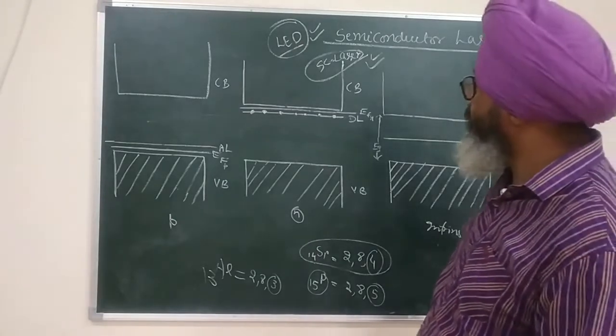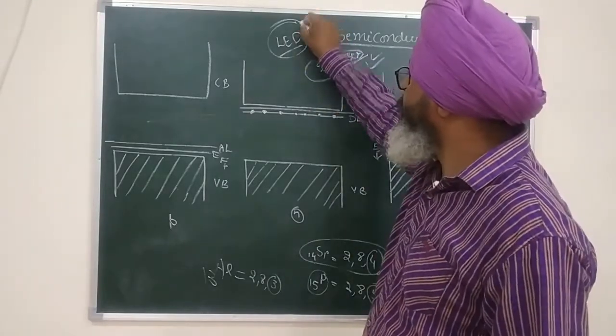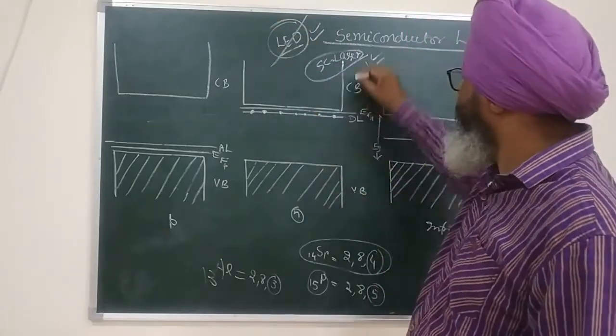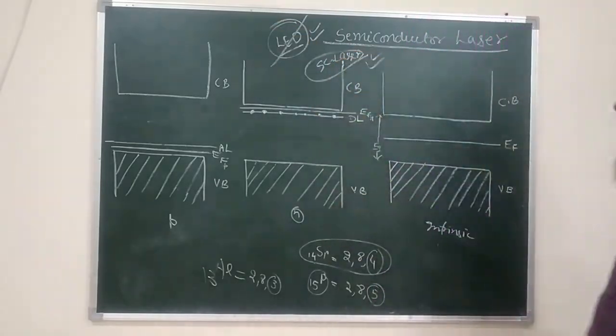The difference at the construction level is that LEDs usually contain non-degenerate semiconductors, and in the case of semiconductor laser we use a degenerate diode. So what is a degenerate diode?